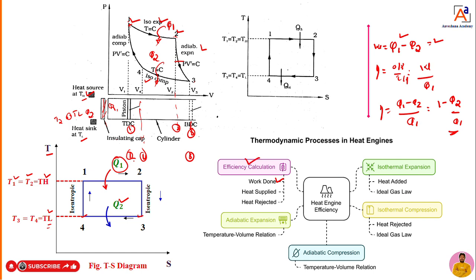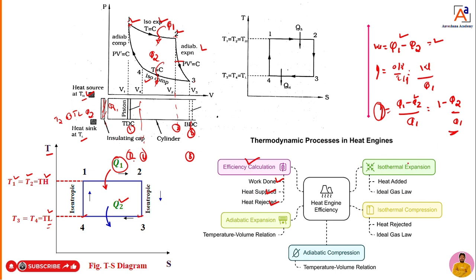And if I have other data, like efficiency, and I have Q2 or Q1, with this data I can calculate heat supplied or heat rejected also. This is how to calculate the efficiency parameters of a Carnot engine.